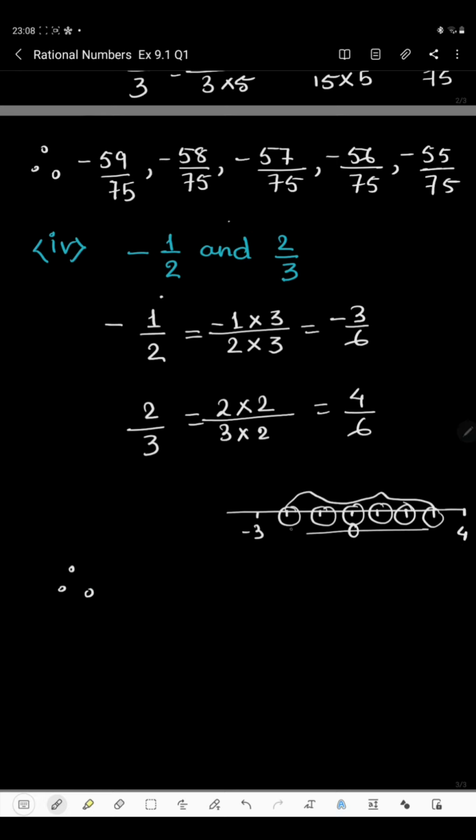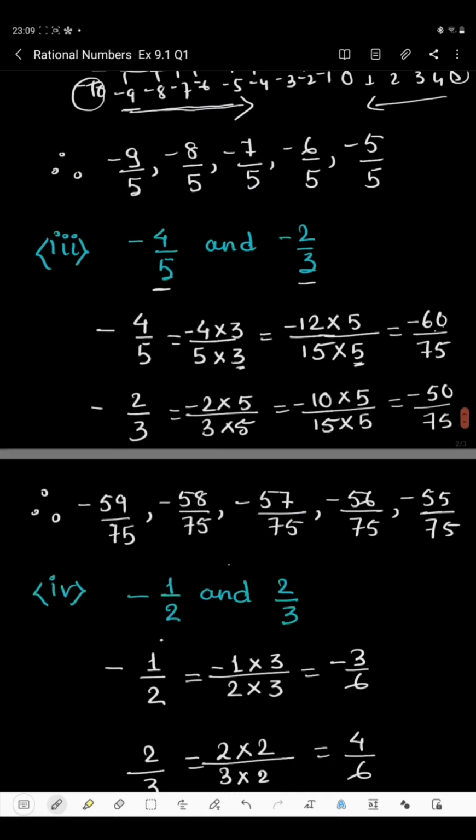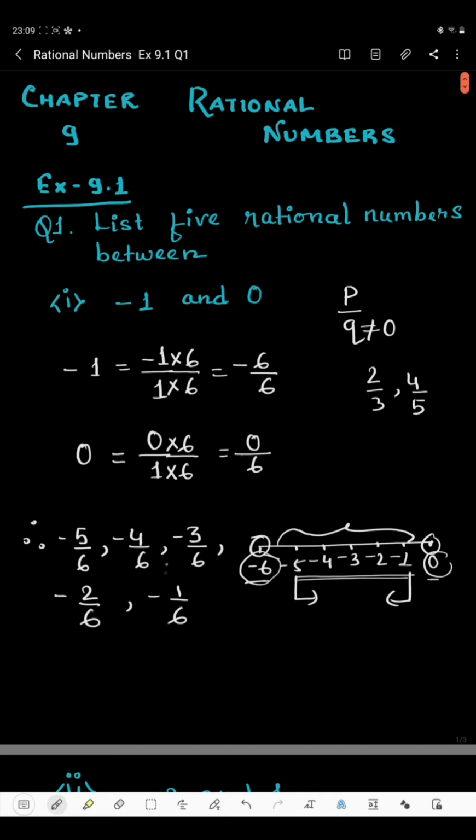So let's start from here. Minus 2 by 6, minus 1 by 6, 0 by 6, then 1 by 6, then 2 by 6. Okay, so the 5 rational numbers are minus 2 by 6, minus 1 by 6, 0 by 6, 1 by 6, and 2 by 6. Okay, so this was all about question number 1. Thank you, students.